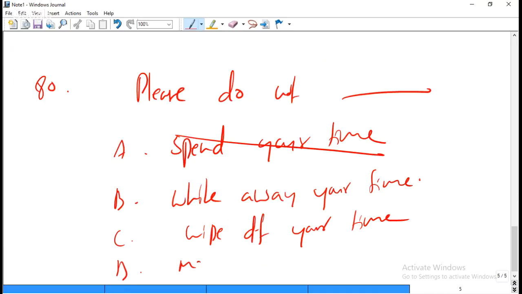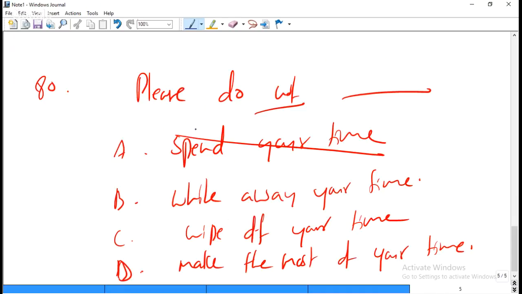Option D. Make the most of your time. If there is no not, then D is absolutely perfect. But the thing is, please do not make the most of your time will not be said. Hence, even this option D is eliminated. Next, C. What's the meaning of wipe? I think everyone knows about a wiper. A wiper means a thing which cleans or rubs. So wipe means to rub or clean. So wipe off your time. How can we rub or clean our time?